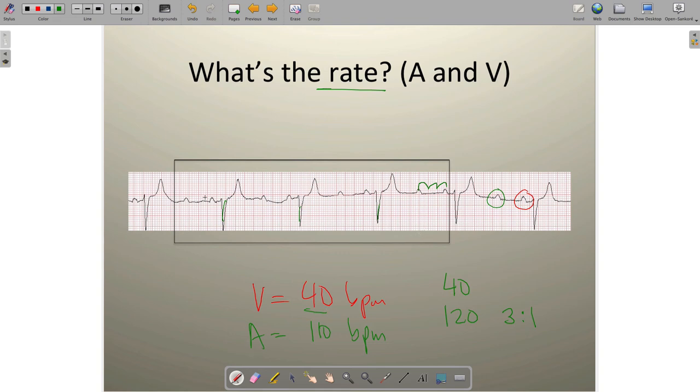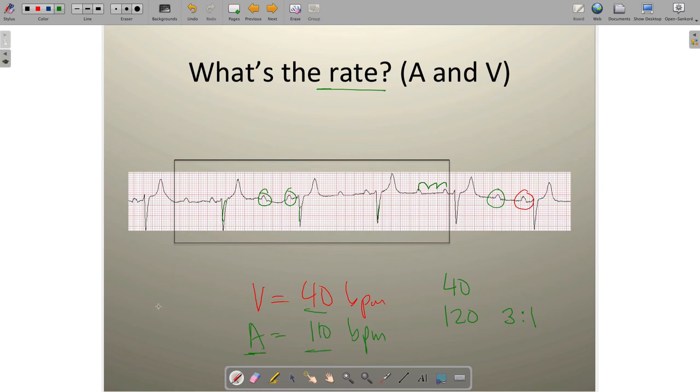Then I want you to find P waves. Usually you only have one P for every QRS. In certain diseases, you have multiple Ps. When you have multiple P waves, or if you don't, I want you to calculate the rate. You're always going to look for the P waves, and you'll use, again, one of the three rate-determining methods for figuring out what the atrial rate is.